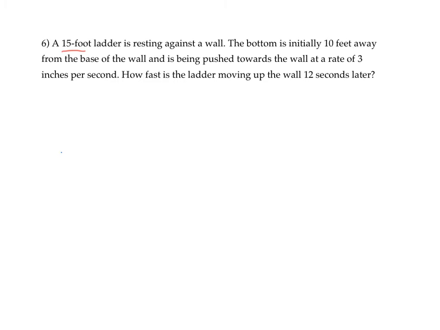We're going to draw a little picture. So we've got the wall over here. We're going to assume that it's perpendicular to the ground, and then we have our ladder. And our ladder is fixed to a length of 15 feet. All right, it says the bottom is initially 10 feet away from the base of the wall and is being pushed towards the wall at a rate of 3 inches per second. So initially this distance is 10 feet, but the ladder is being pushed towards the wall at 3 inches per second.